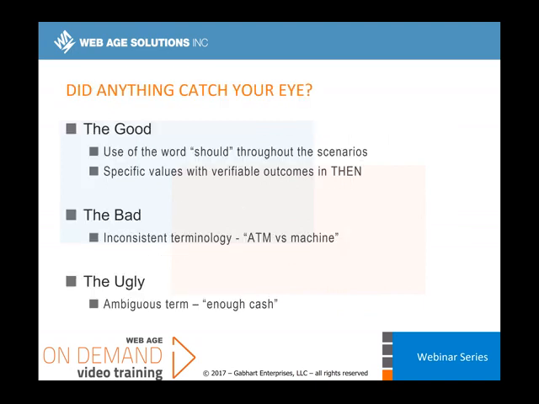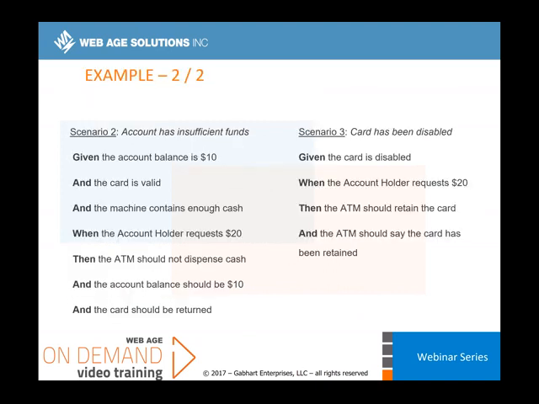But then the next category is what was bad about it. So what was bad about it is that the terminology wasn't consistent. Sometimes we used ATM, and sometimes we used machine. Now, us as humans could readily flip back and forth between ATM and machine, and it didn't bother us. But that's one of those things that injects ambiguity. That's one of those things where there can be significant misunderstanding, and that's just not good enough. We need to be clear. We need to be consistent in the way that we're putting this together.